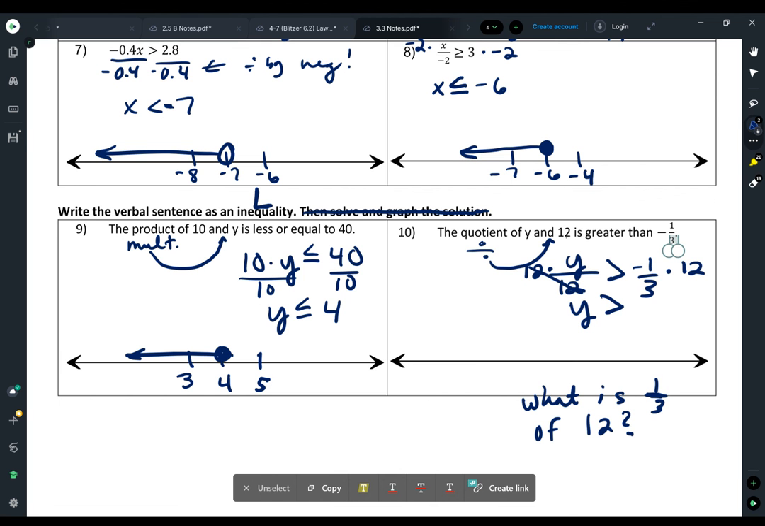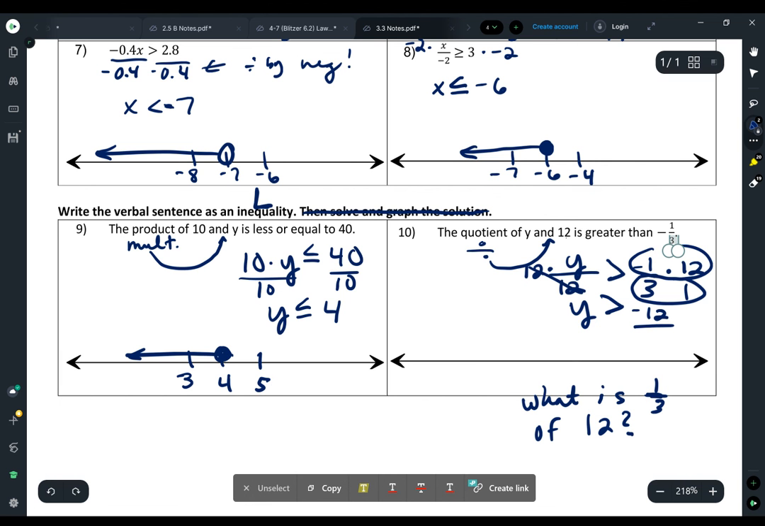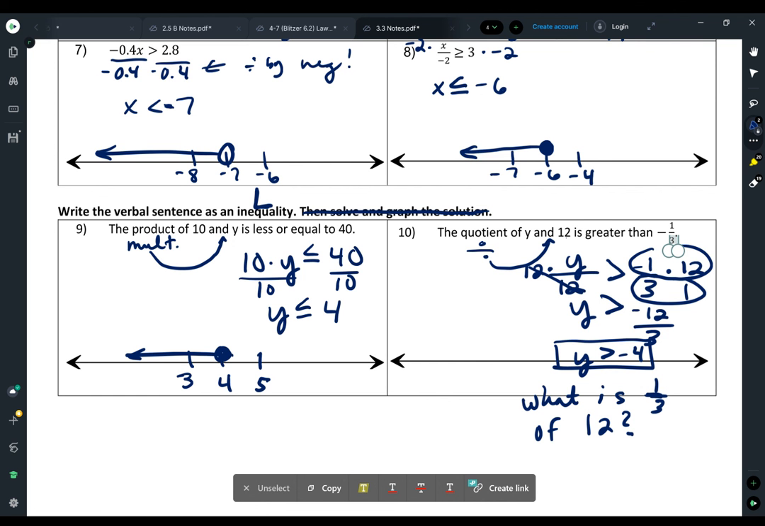The other way is that I could put the 12 over 1 and I could multiply straight across. So -1 times 12 is -12. 3 times 1 is 3. And that means my y is greater than -12 divided by 3, which is -4. I'm just going to box it in there because it's busy. So the number that is 1/3 of 12 was just 4. And then because we had a negative, we had to make it negative.